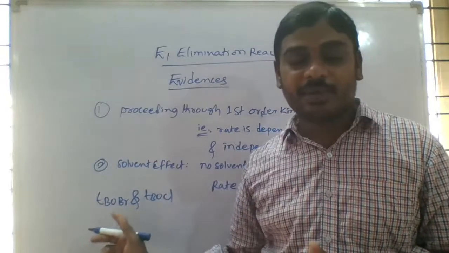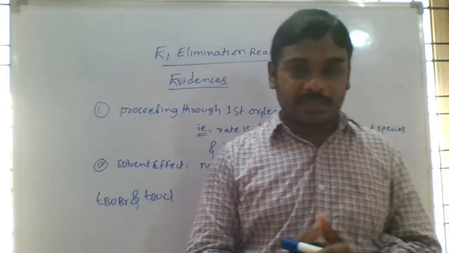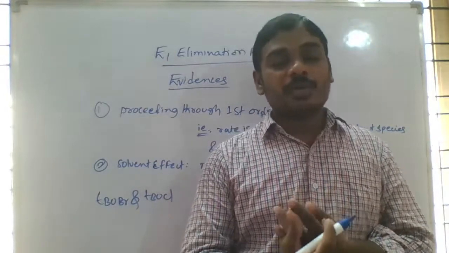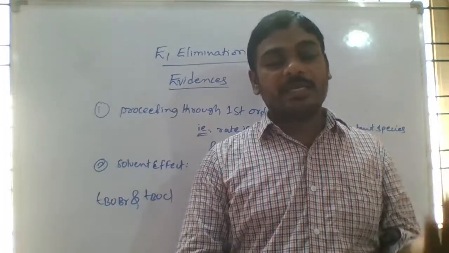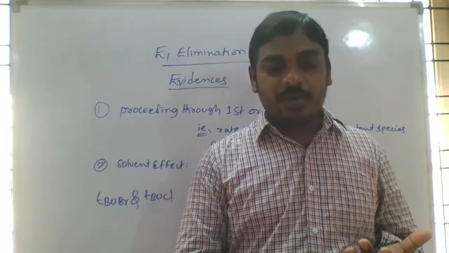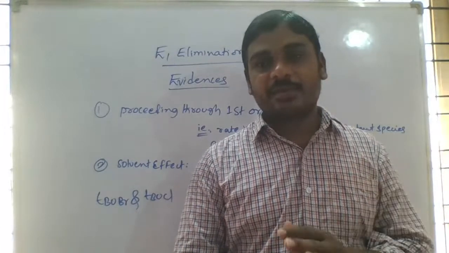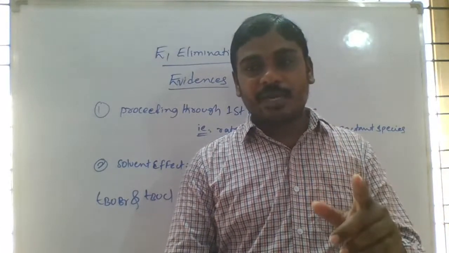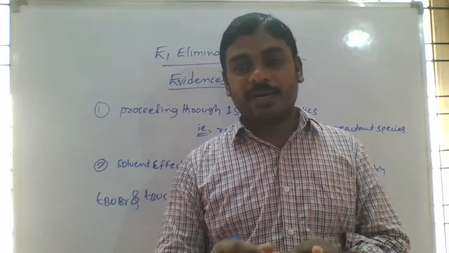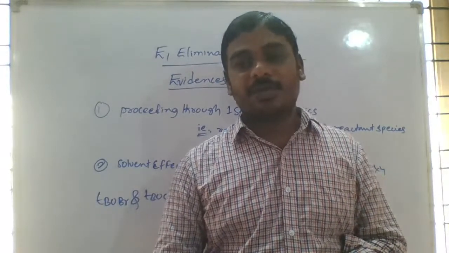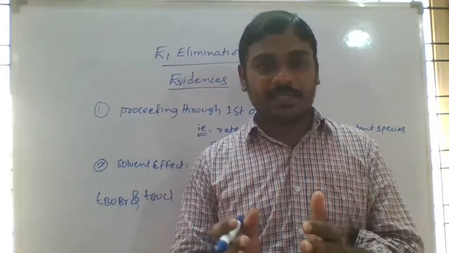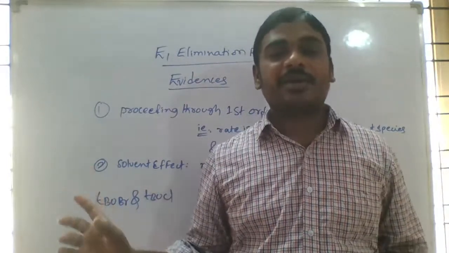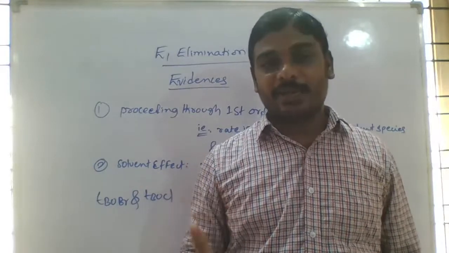Solvent effect and temperature are the same on the second step. So here the second step is there. Therefore, this indicates that the nature of the leaving group does not affect the second step. The nature of the leaving group only affects the first step, but not the second step. The second step rate is not affected by the solvent or temperature. So this is another evidence for the E1 elimination reaction.